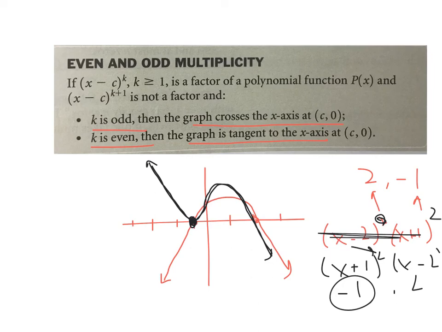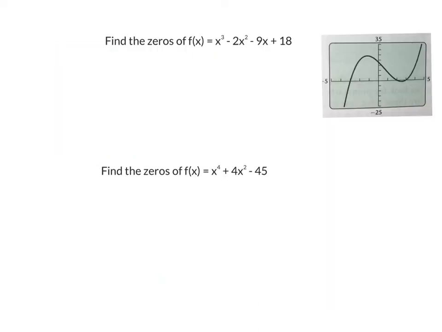Okay, so if it's odd, the graph passes through it. If it's even multiplicity or even degree, it just bounces off. Hope that was okay. We'll talk more about that tomorrow. Sorry, I messed that up a little bit. All right, almost done here.